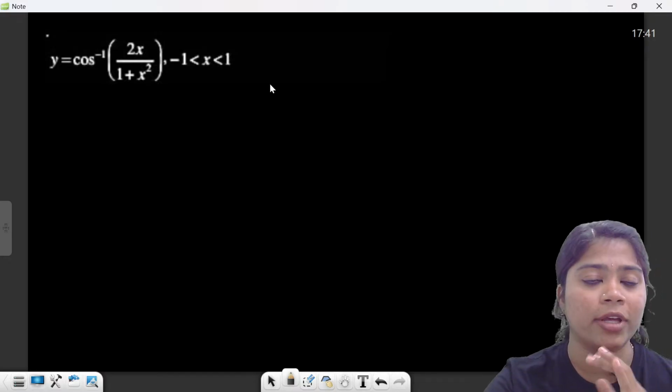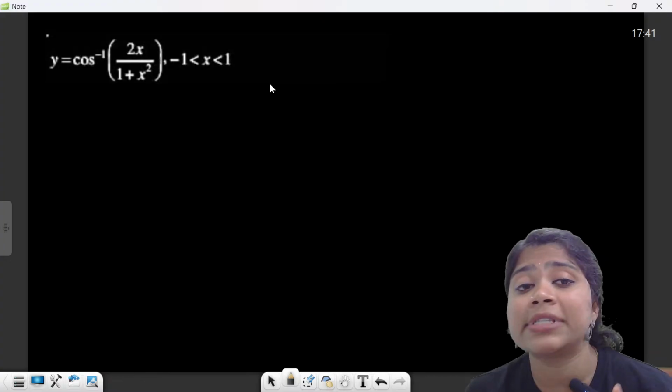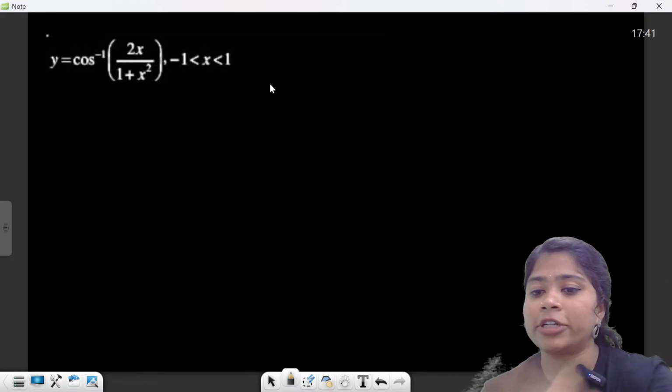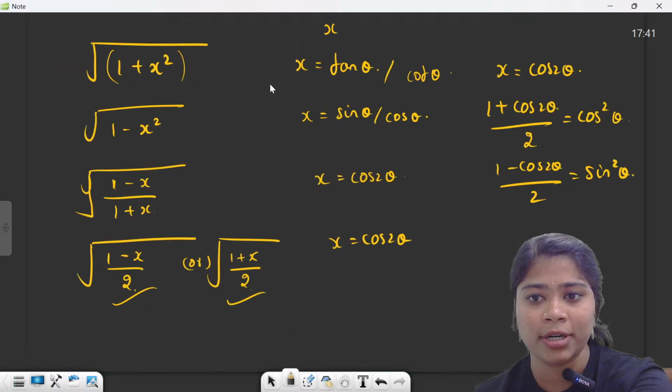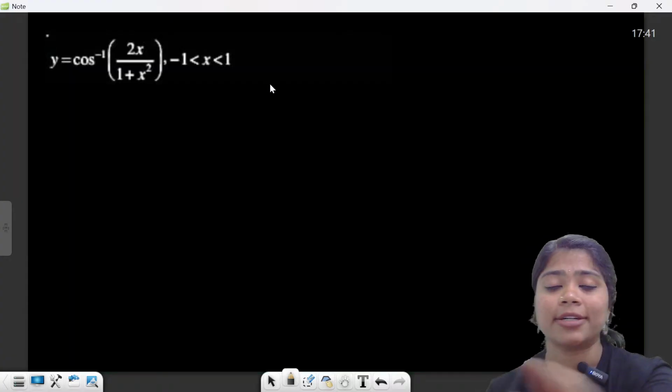Right? Okay. So this question I want you guys to solve: cos inverse of 2x divided by 1 plus x square. As I already told you from this particular idea, x should be substituted as tan x.